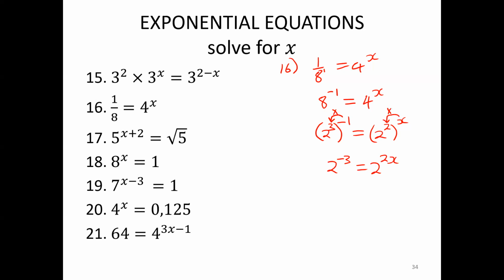Now that the bases are the same, you simply need to drop the bases, equate the exponents. Before I get there, let me just explain how I got negative 3 and 2x. 3 times negative 1 is negative 3. 2 times x is 2x. Now the bases are the same, drop them. You will end up having minus 3 is equals to 2x.